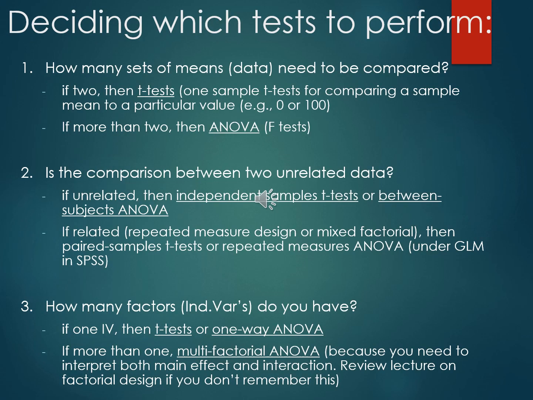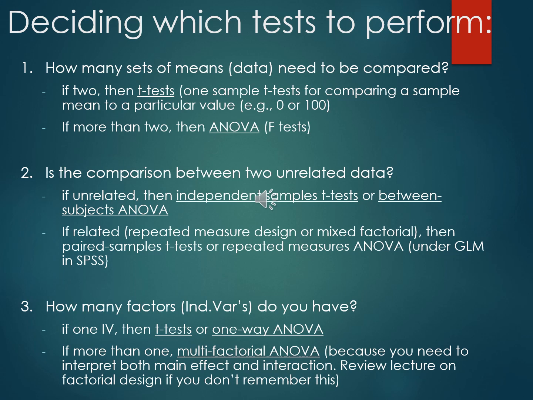One of the things that researchers need to decide is what kind of analysis can be used for data analysis. So I would like you to recall the flow chart or decision chart that we talked about at the end of the semester in statistics lecture. I'm not going to cover that in that much detail, but these are the three different factors or attributes of your study design or the data that need to be considered when deciding which test to be performed. Number one is how many sets of means need to be compared.